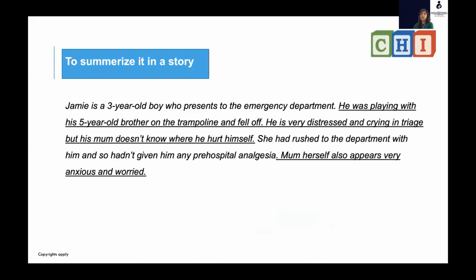To conclude everything, I'm going to tell you a short story about Jamie. So Jamie came to our emergency department after having a fall. He was playing on the trampoline with his sister. At presentation, he was distressed and crying. In the triage, his mom was stressed and distressed as well.